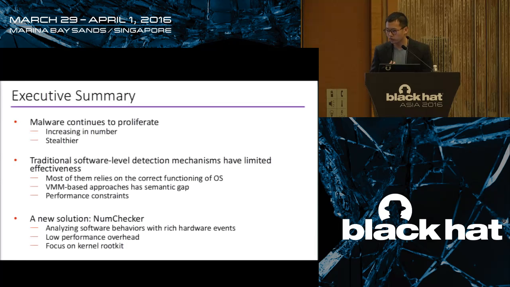So what we're trying to do here is show you a new way to bridge this semantic gap, even without knowing the detailed implementation of the operating system. We're going to show you that by using hardware performance counters, you can detect kernel rootkits with very low performance overhead. Throughout the whole talk, I'm going to use kernel rootkits, specifically Linux kernel rootkits, to demonstrate the idea. But the idea is general, and you can apply it to other types of malware.